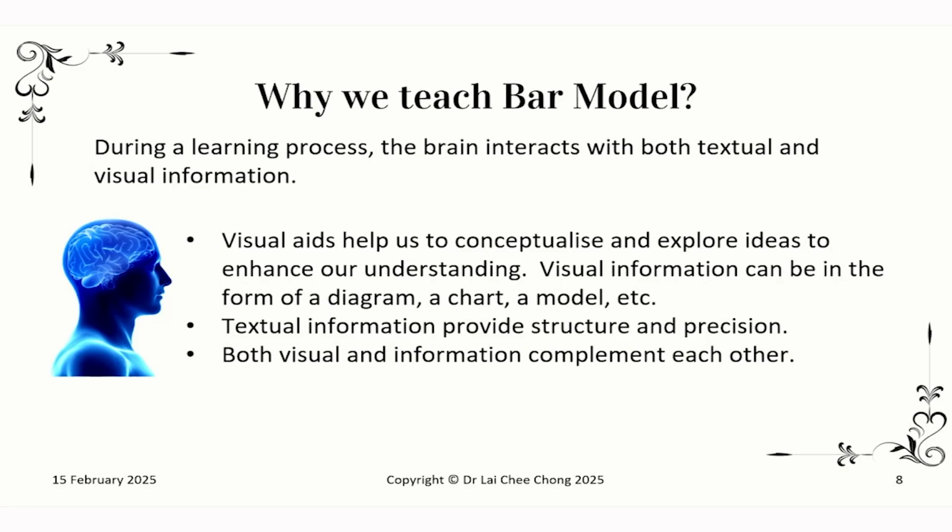So visual aids help to conceptualize and explore ideas to enhance understanding. Like, we can use a diagram, chart, or model, or anything. But what about the textual information? It provides structure and precision, very precise. When you go about text, it's very precise. In mathematics, very precise. It spells exactly what it means. Okay, so we need textual information. So therefore, we need both visual and textual information to complement each other. All right, so that's the whole idea.